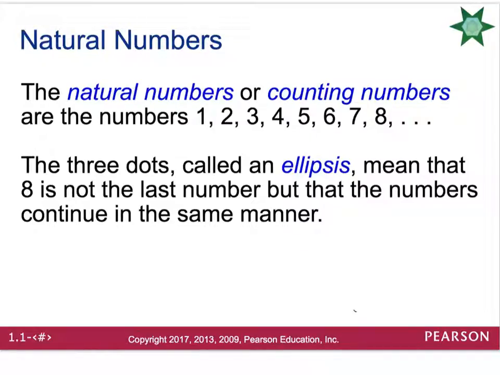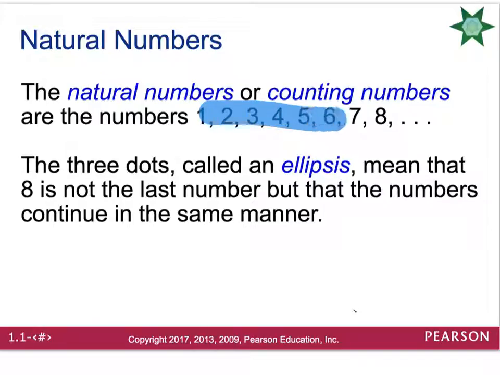Okay, this is section 1.1 for Math 131. We're going to start by talking about the natural numbers. Those are basically our counting numbers. So they start with 1, 2, 3, 4, etc. So you can see the pattern here.